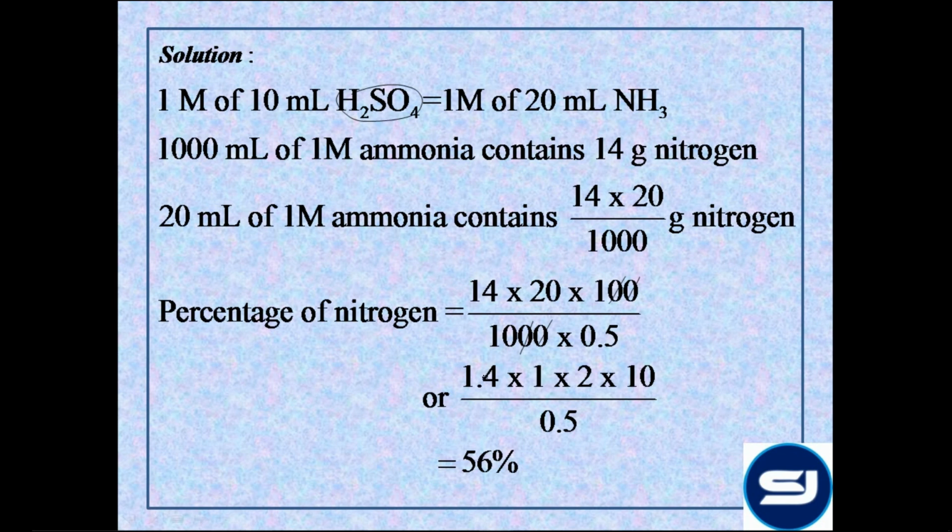14 by 10 becomes 1.4 into molarity of acid, which is 1, into basicity of acid, which is 2 because sulfuric acid is a dibasic acid, into volume, that is 10, upon the weight of organic sample, that is 0.4. Hence on calculation we get the percentage of nitrogen equal to 56%. So the simple formula is 1.4 into equivalence of the acid upon weight of organic sample.